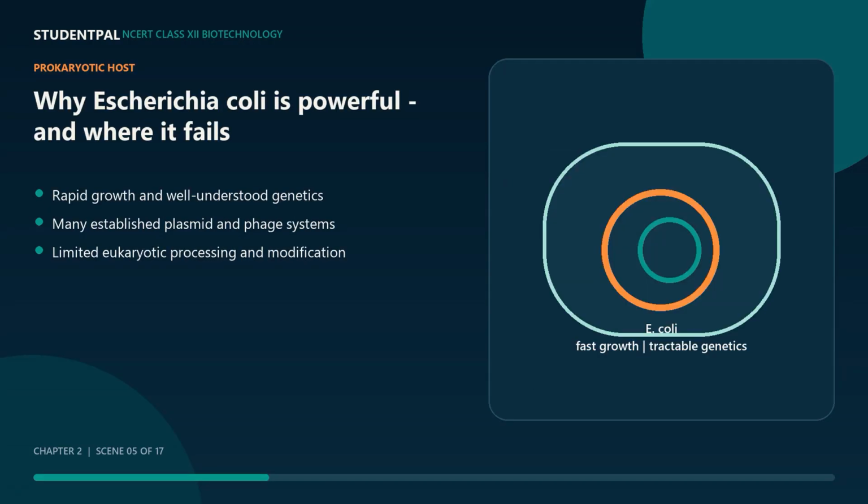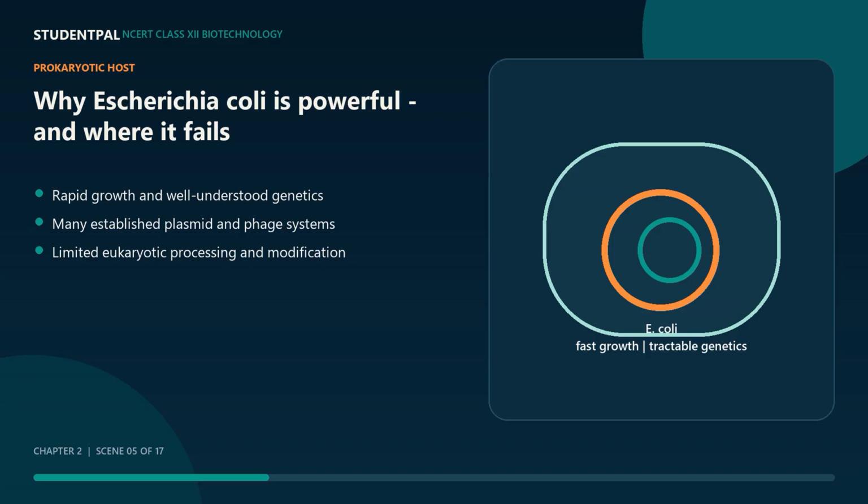Escherichia coli is a widely used host because it grows rapidly, is comparatively inexpensive to cultivate, is genetically well characterized, and accepts many engineered plasmid and bacteriophage systems. Laboratory strains can be selected for useful properties such as improved DNA uptake, reduced unwanted recombination, reduced nuclease activity, or compatibility with a particular expression system. These advantages make E. coli excellent for routine DNA propagation and for producing many proteins.